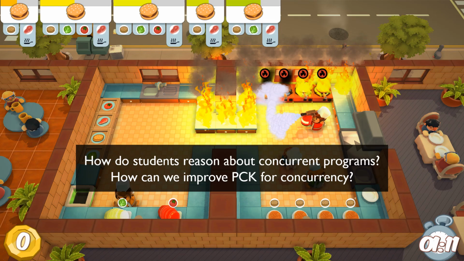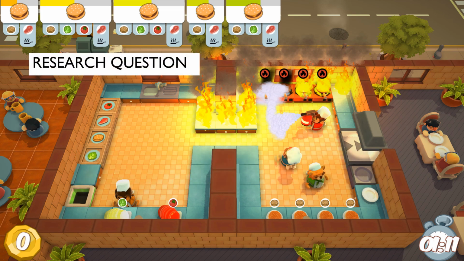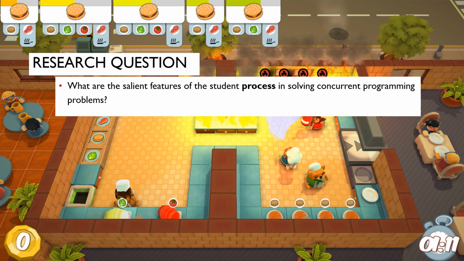Our initial questions were grounded in a constructivist approach. If we can understand how students reason and the misconceptions they have, we can improve pedagogical content knowledge for instructors. So we developed an overarching research question: What are the salient features of the student process in solving concurrent programming problems? This presentation covers some of the results from my last of 3 studies involving this question.